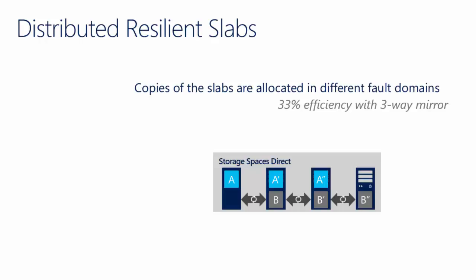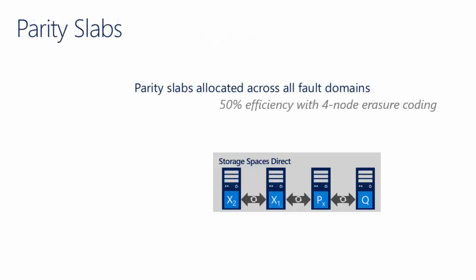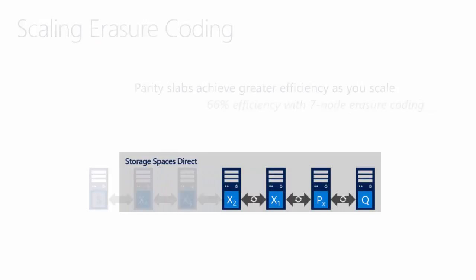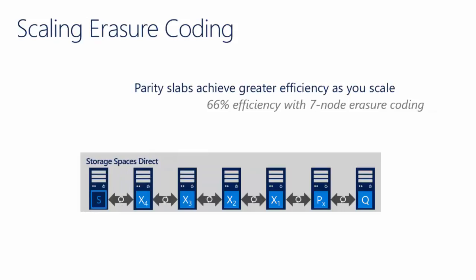As we keep going through and expanding that, you'll see that we go from 33% efficiency up to 50% efficiency when we get to 4 nodes. And then we can keep scaling out. So when we get to 7 nodes, we get 66% efficiency.